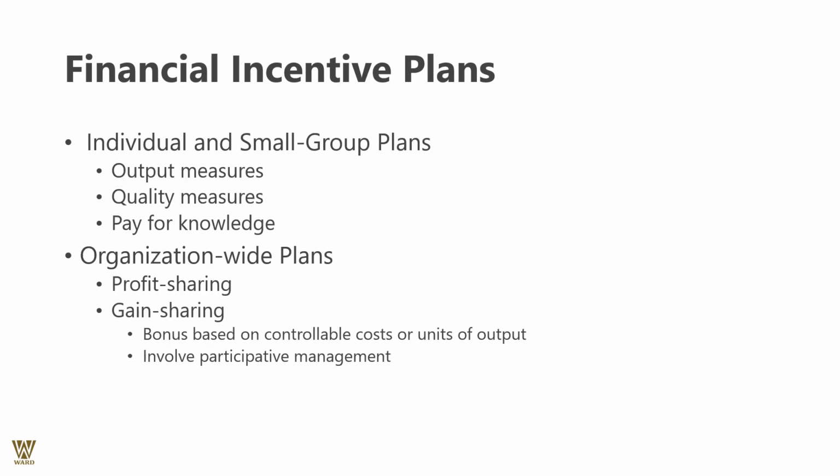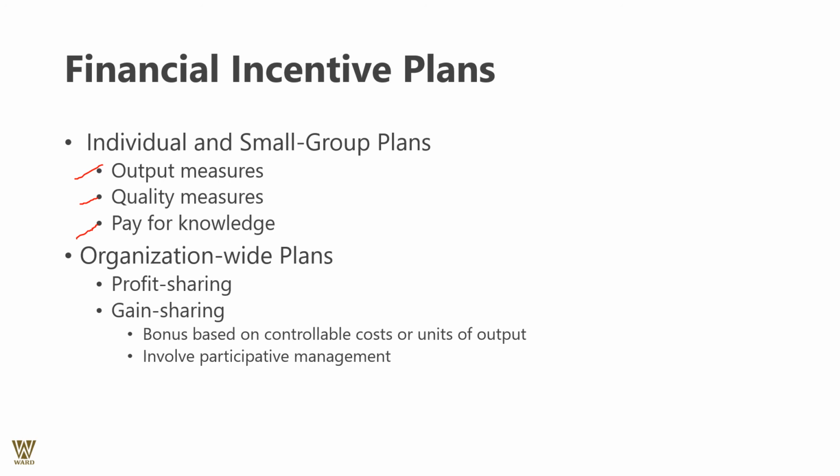Financial incentive plans, definitely yes. We have the individual and the small group plans, which can be output measured, quality measured, and pay for knowledge measured, as the case might be. The output measure is the number of products, the number of mobiles that come around. Instead of 20, can it be 26? It's the output measure.